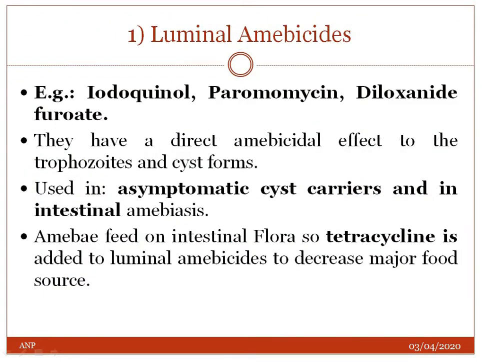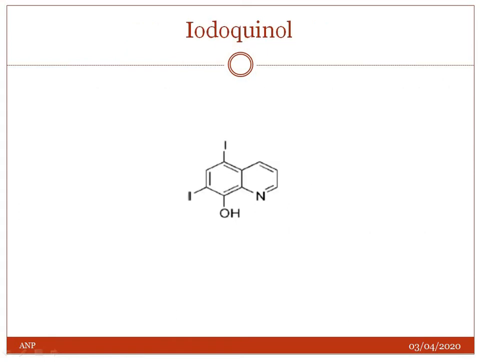Luminal amebicides, for example Iodoquinol, Paromomycin and Diloxanide Furoate. They have a direct amebicidal effect on the trophozoites and the cyst forms, and they are used in asymptomatic cyst carriers and in intestinal amebiasis. Amoebae feed on the intestinal flora, so tetracycline is added to luminal amebicides to decrease the major food source of the parasite Entamoeba histolytica. The first drug from the luminal amebicides is iodoquinol.